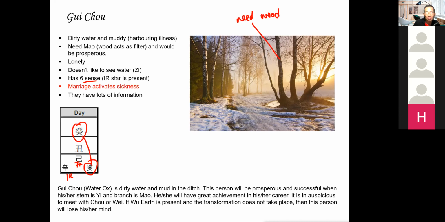Wood is the filter. Wood controls the earth. Therefore, it purifies and avoids contamination. Because water doesn't like to see earth, because water and earth combined together is dirty, murky, doesn't clean. It creates a lot of mental issues for them. And so to be prosperous, to be successful, the Gui Chou likes to see wood. If they see wood, prosperous. All right. Therefore, Gui Chou would like to consider this.